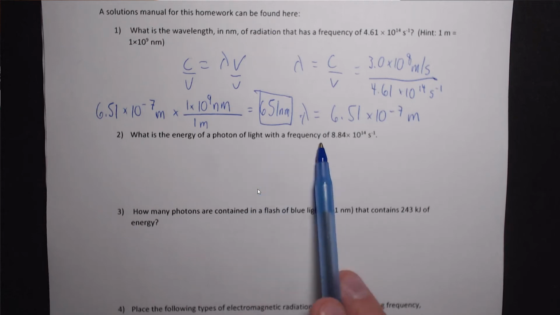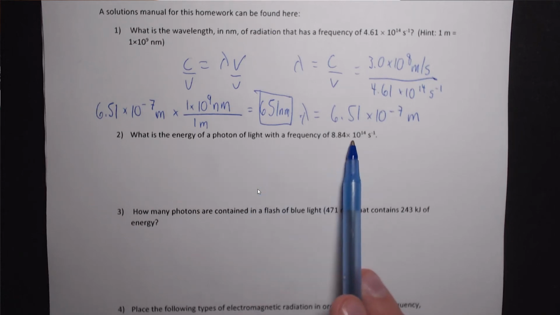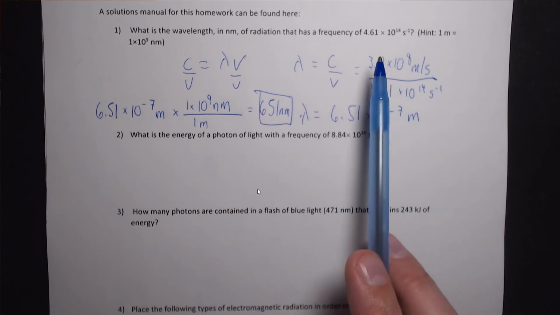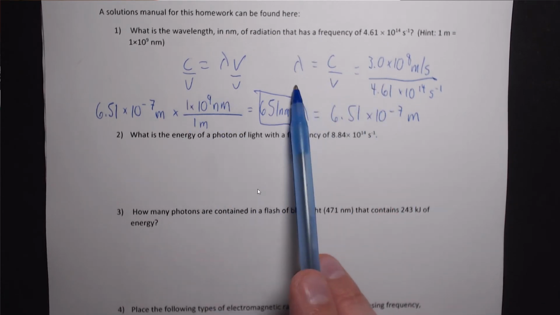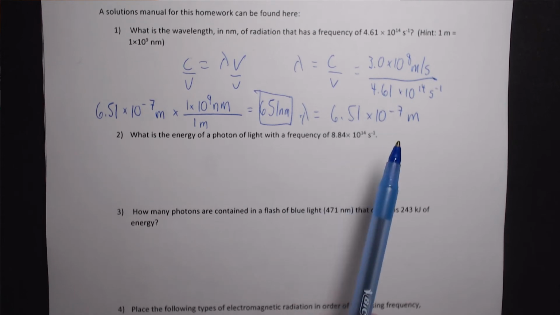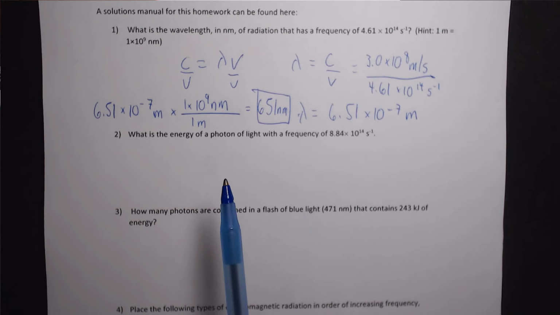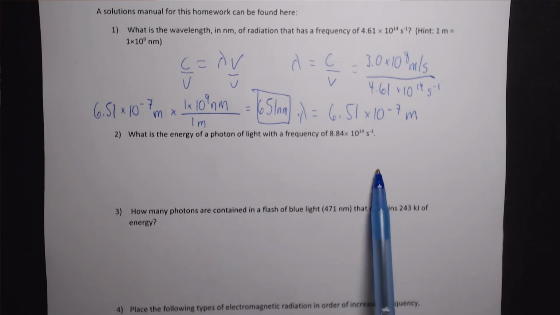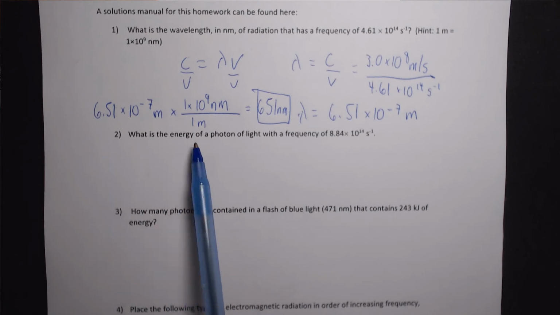A photon of light with a frequency of 8.84 times 10 to the 14 hertz, or seconds to the minus 1. So in question 1, we converted frequency into wavelength. In question 2, we're asked to convert frequency into energy. Remember that for any photon, if you know the wavelength, or the frequency, or the energy, you can calculate the other two. So in this case, we want to find the energy.